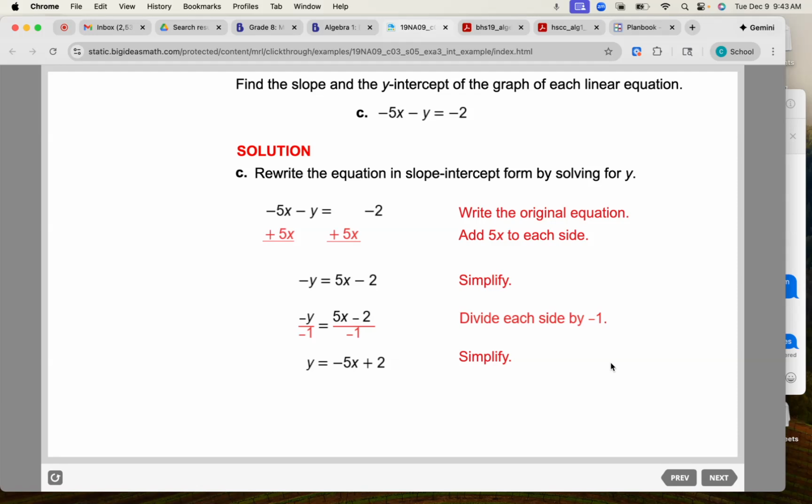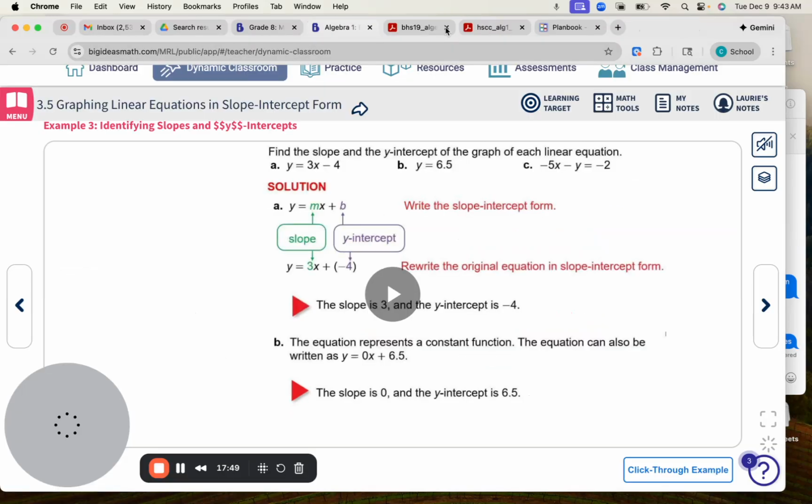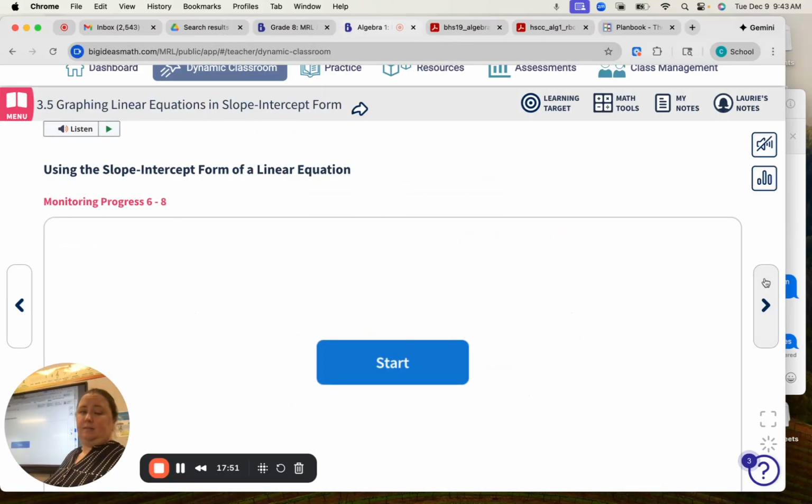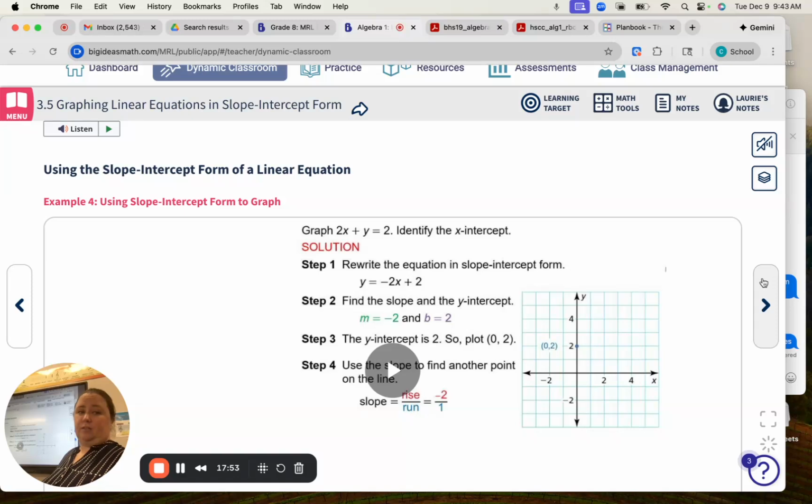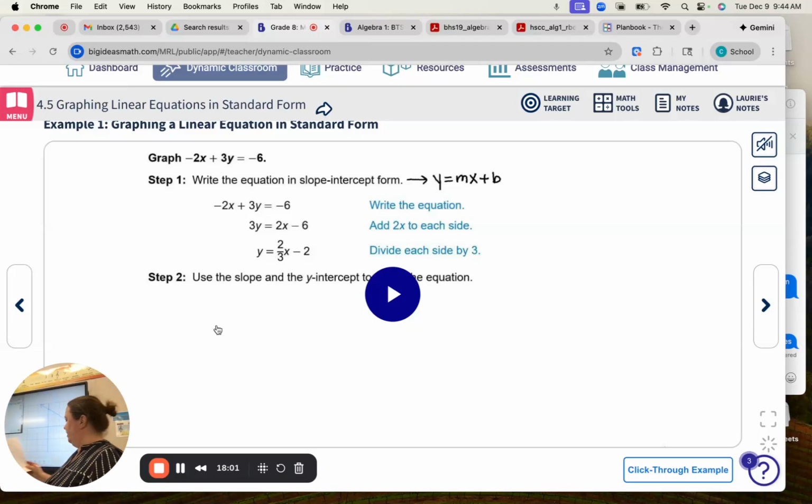Right? What's my slope? -5x. No x, just the -5. And what's my y-intercept? 2. Do y'all agree with him? Any questions? Excellent. All right, do 6 through 8, and then we'll do example 4. All right, 8th grade.